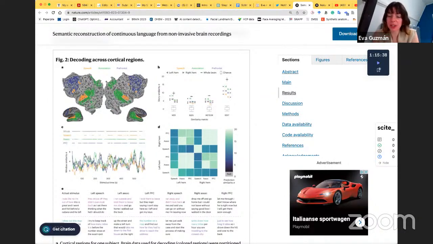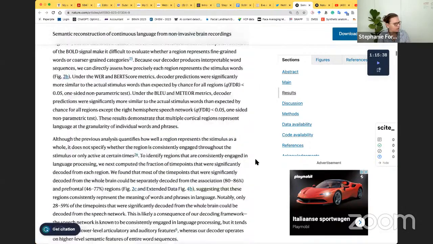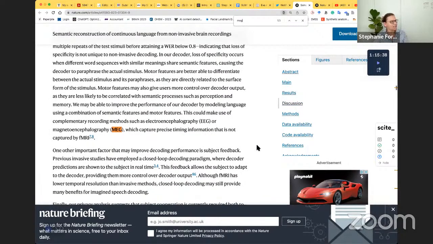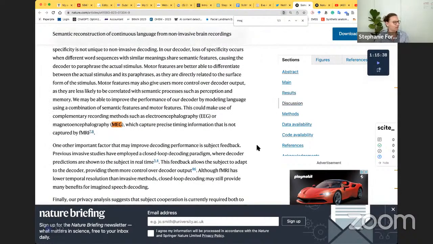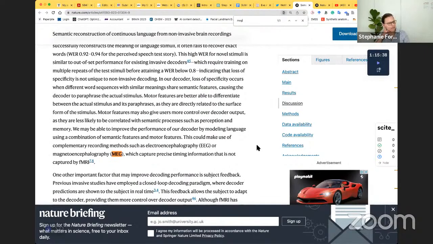Yeah, just a quick one following up from what Lilith said. Do they mention why they used fMRI, given the temporal resolution issue? I don't know if it was for the spatial resolution or whether there were other reasons why they chose fMRI. I can't remember reading that specifically. I know there are other studies looking at EEG and MEG, and they mention in the paper that we should look at these modalities. I think it was somewhere in the limitations. Here we go: this could make use of complementary recording methods such as EEG and MEG, which capture precise timing information that is not captured by fMRI. So a future outlook, but that's as far as it goes for the time being, at least in the main manuscript. As I said, I didn't read the supplementary yet.